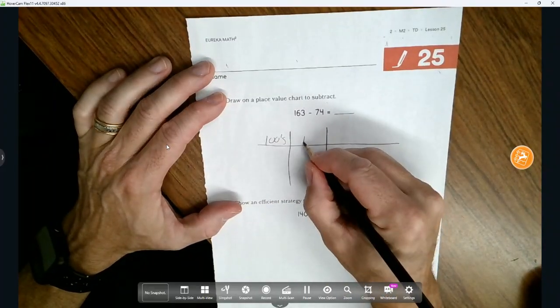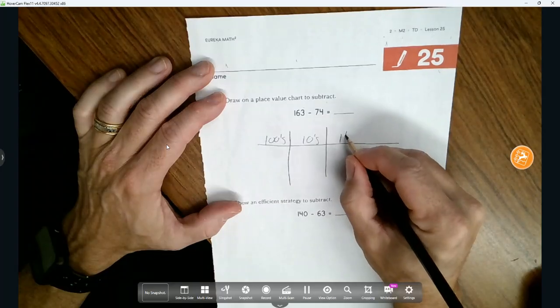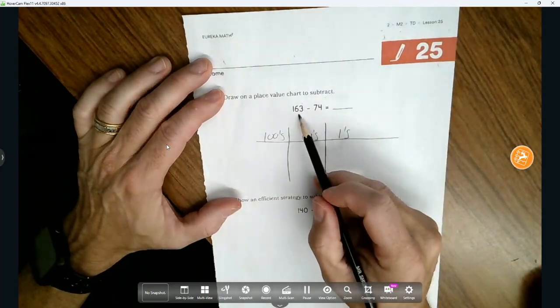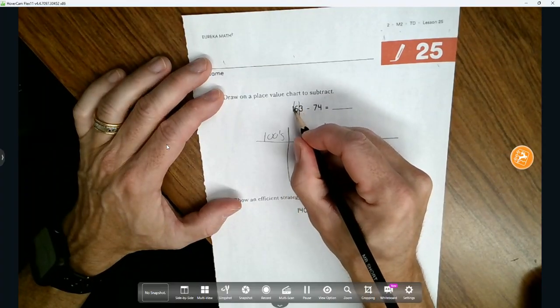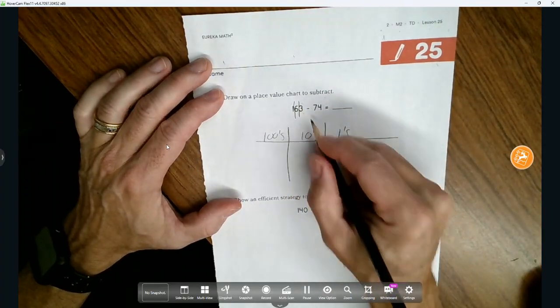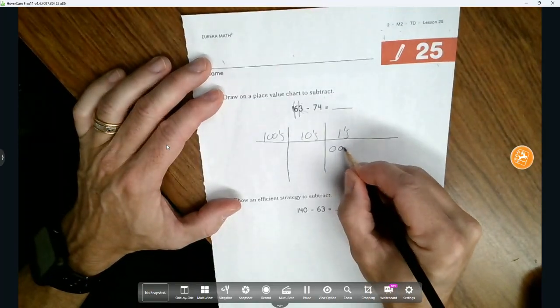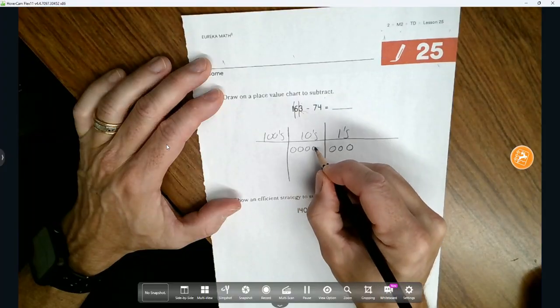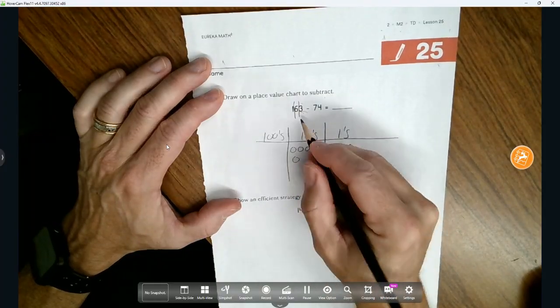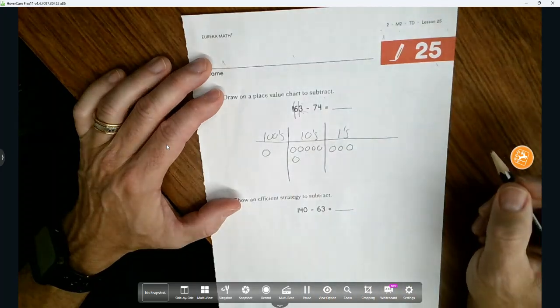Hundreds, tens, ones. Okay, now we have to space this out. So we have, again, I like to do this because then they kind of look similar. So I need 3 in the ones. 1, 2, 3. I need 6 in the tens. 1, 2, 3, 4, 5, 6. And I need 1 in the hundreds.